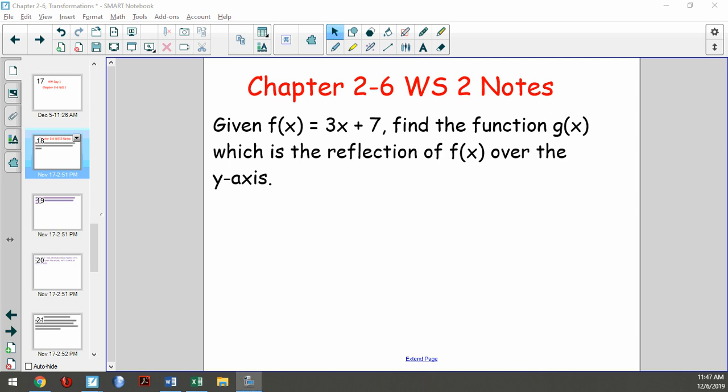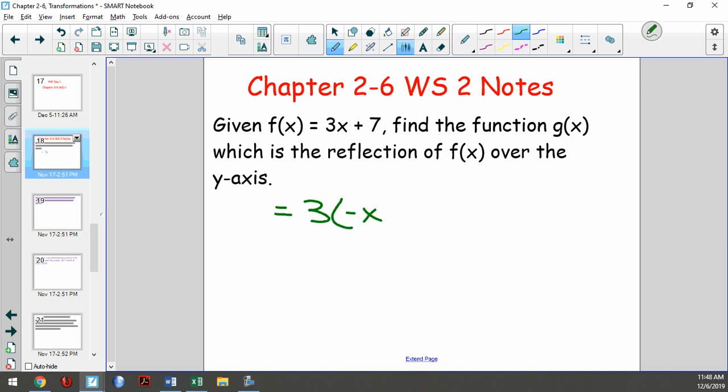Remember I gave you the point 1, 2. And from reflecting over the y-axis, I'm going hot dog style, folding it over across the y-axis. What's happening to that point? What does that point become? It went from positive 1, positive 2 to what? Negative 1, positive 2. So the y value did not change, just the x changed. So what you're doing is you're replacing x with negative x. So I'm going to have 3 parentheses negative x plus 7. I'm replacing x with negative x because that's what it means to reflect over the y-axis.